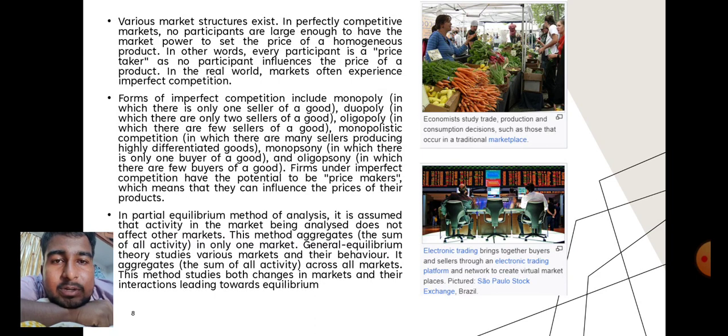General equilibrium theory studies various markets and their behavior. It aggregates the sum of all activity across all markets. This method studies both changes in markets and their interactions leading towards equilibrium.